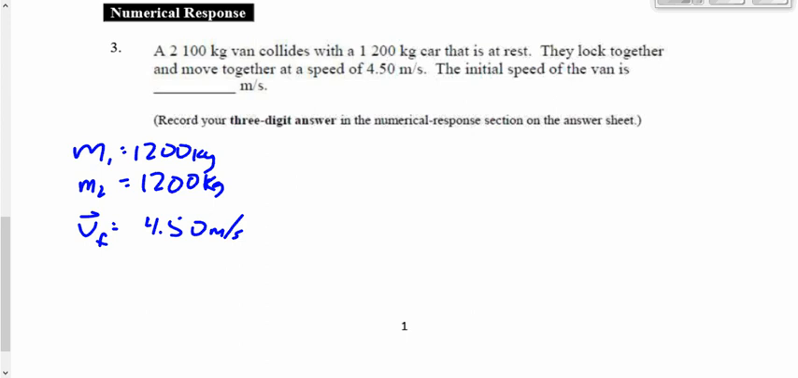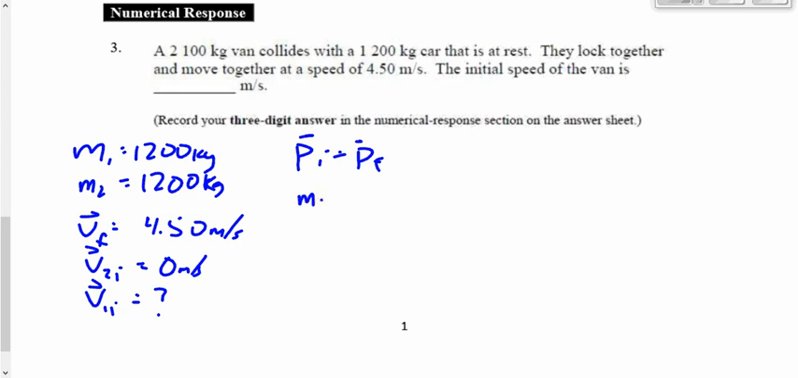V2I, right? A 2,100 kilogram van moving collides with a car that's at rest. V2I is 0 meters per second. And we're looking for V1I, the initial velocity of the van. So this one's easier, I think. Pi equals PF. No change in direction. No crazy wording, I don't think, of this one.